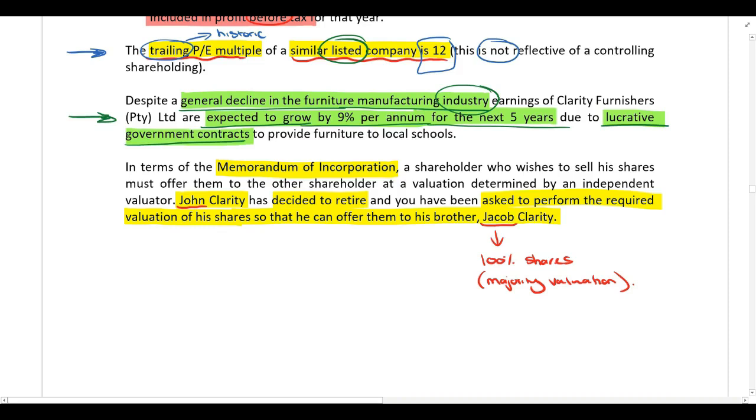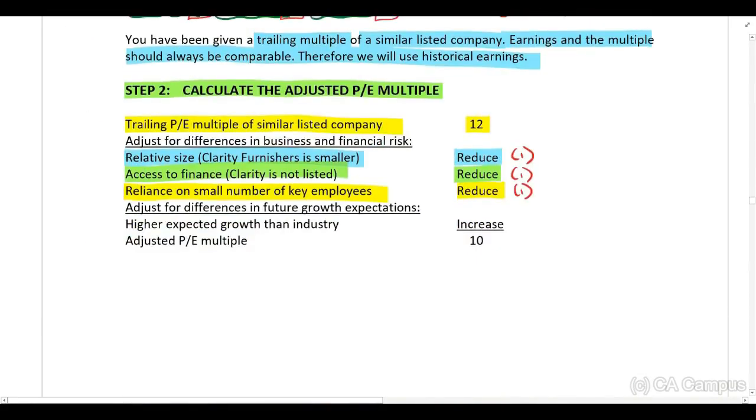So if we are using the PE multiple of a similar listed company, we can only assume that that company's growth prospects are the same as the industry unless we are told otherwise. So Clarity has better future growth prospects than the similar listed company, meaning that they are less risky, and if they are less risky, we are going to increase our multiple. So Clarity has higher expected growth than the industry, so we will increase our multiple, and in this case again, I'm just going to increase by 1.